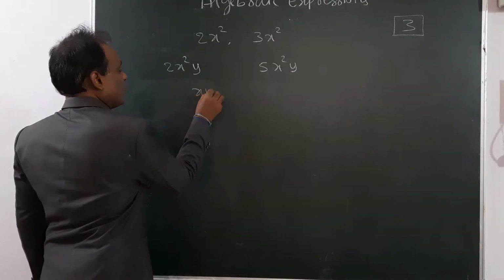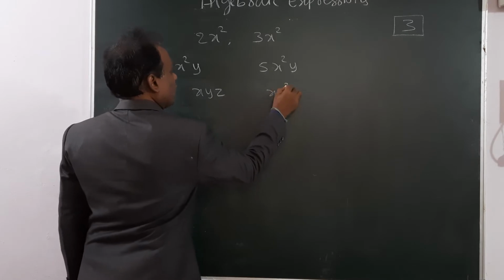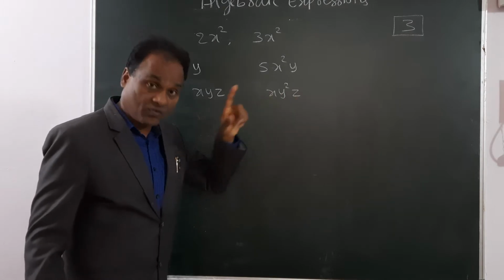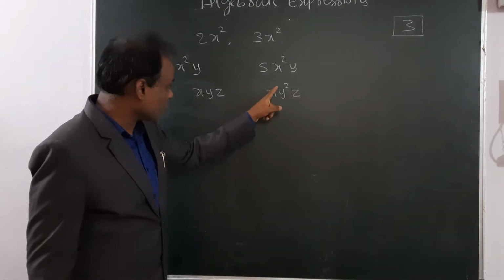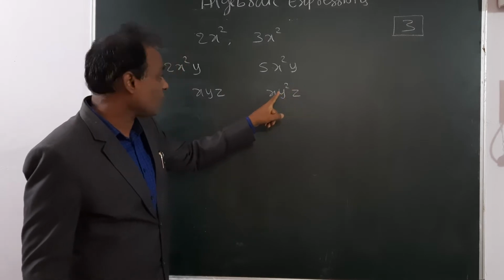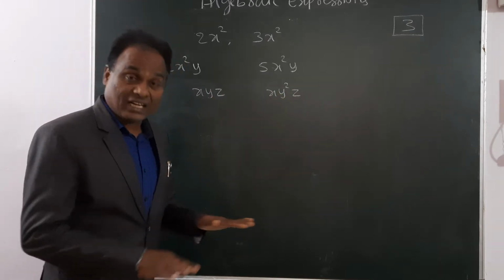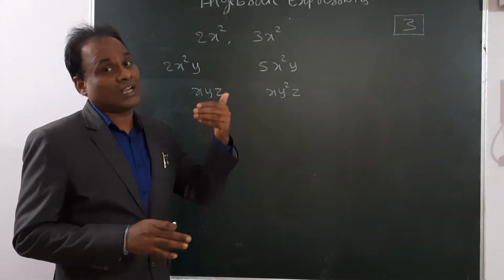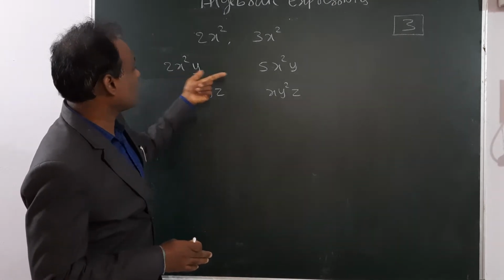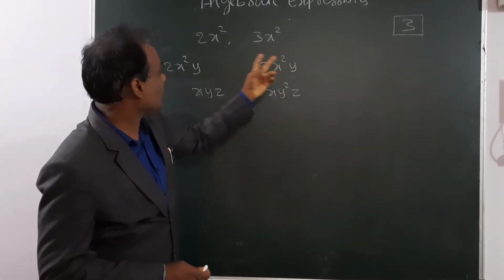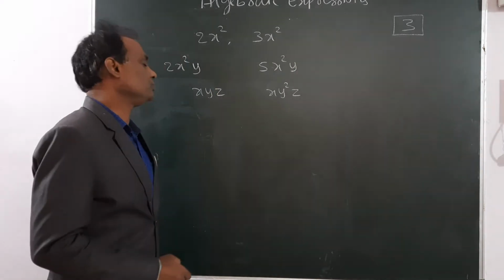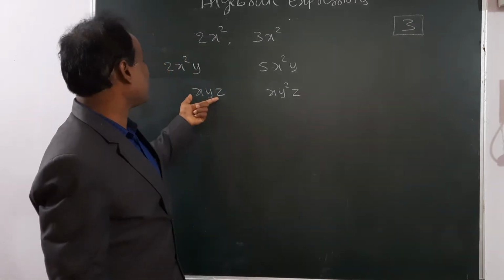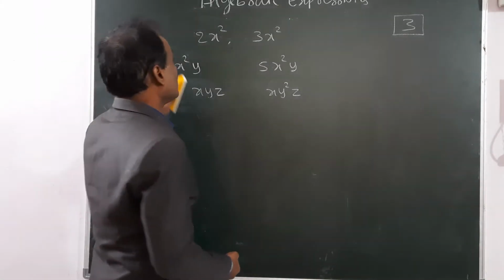Suppose xyz and xy square z, these are not like terms. The variables are the same: x power 1, x power 1 same, z power 1, z power 1 same, but the y power is different. They are not like terms, they are called unlike terms. So that is the difference between like terms and unlike terms. Like terms means the same variables and the exponents of the variables should also be the same.